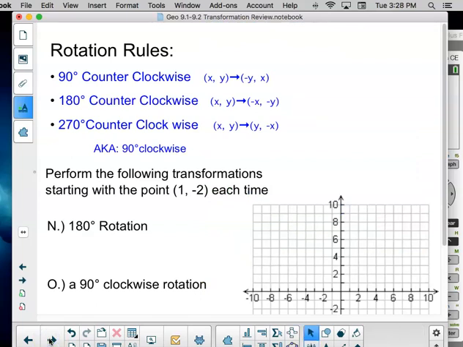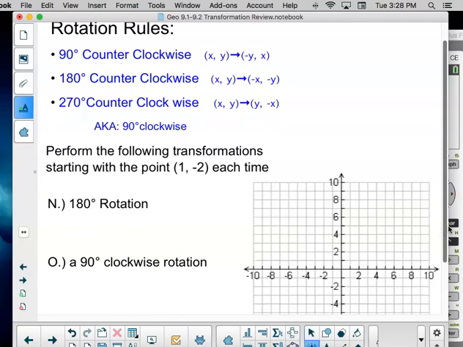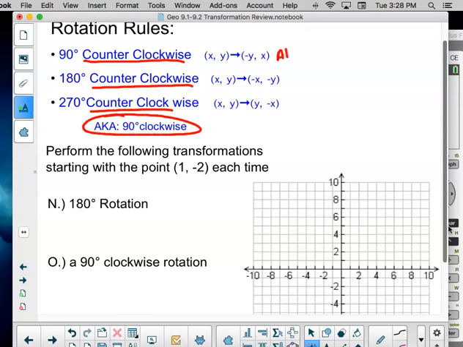Now, our last thing is rotations. We're looking at rotations, and we've got 3 of them that we need to be concerned about. Notice the 3: counterclockwise, AKA 90 degrees, and this is also AKA 270 degrees clockwise. So it's very, very important you keep in mind what clockwise and counterclockwise are, and you pay attention to which one's which.